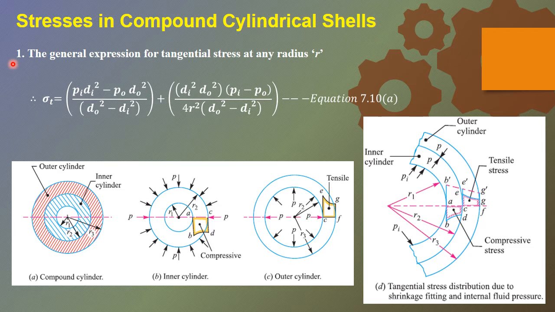Okay, so we'll not be going through the entire derivation of the stresses generated in the compound cylindrical shell. We'll only go through certain equations which will be further used for numerical problems. And this is the general expression for the tangential stress which we had derived earlier. So this is the tangential stress equation at any radius r. That can be the inner radius, outer radius, or the junction radius. The tangential stress expression can also be obtained from the data handbook, equation number 7.10a.